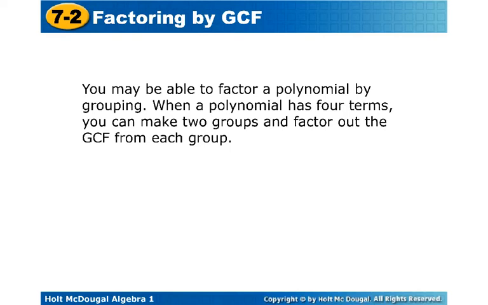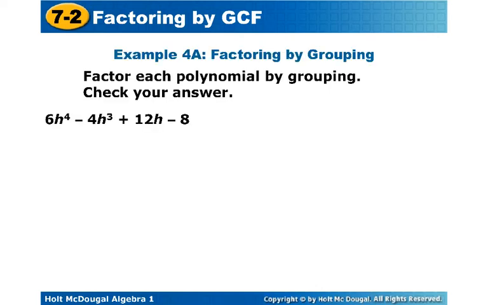So when a polynomial has 4 terms, you can make 2 groups and factor out a GCF from each of the groups. So what that means is when you're given these 4 terms, the GCF is not going to come out of all 4 terms. You're going to group it so you have 2 terms that you can take a GCF out of, and then 2 other terms you can take a different GCF out of. So let's go through an example so I can explain it as we go.